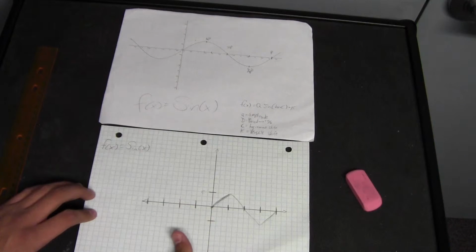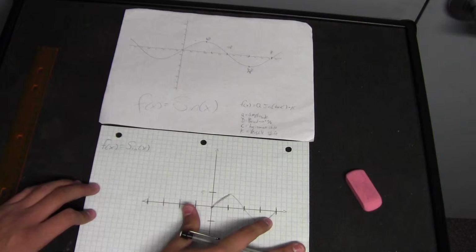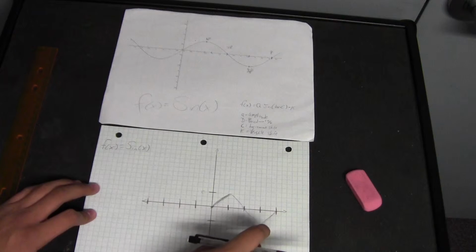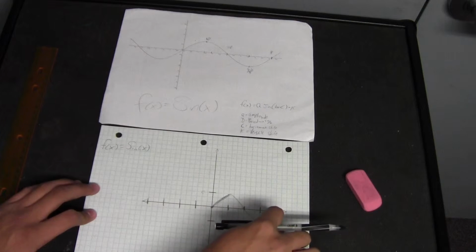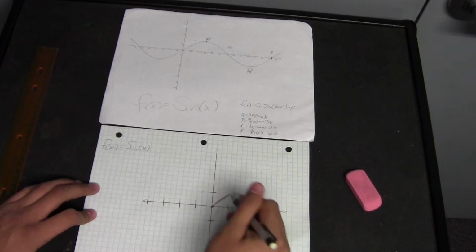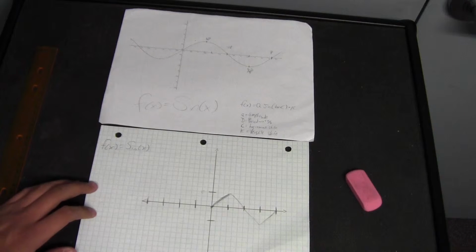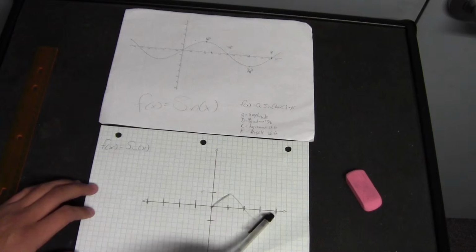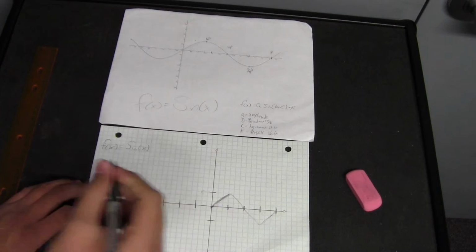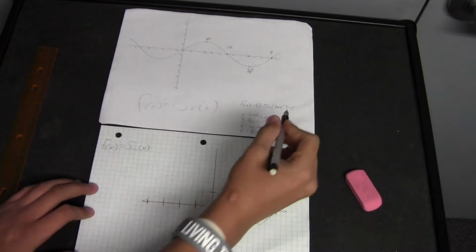Anyways, so at the end of the period is where it starts to repeat itself. So once you start here, it'll look like this, and it'll just repeat itself. And to figure out how far the period is, you have to look at this.